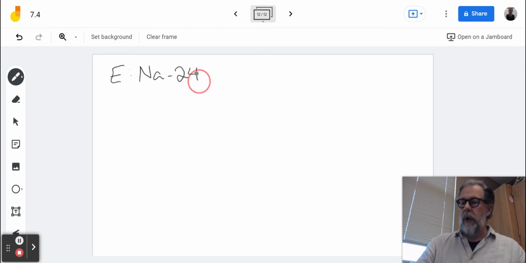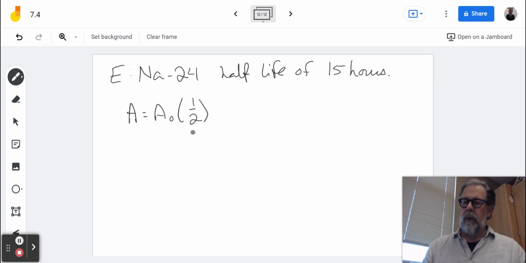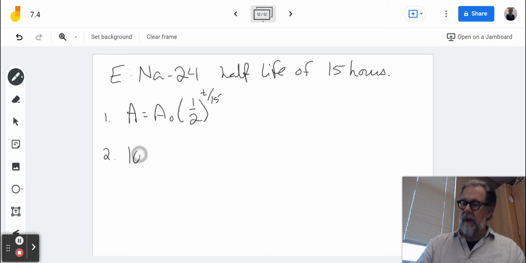We have an isotope of sodium, Na24. It has a half-life of 15 hours. We've done half-life problems using a base of e, but why not do a half-life problem with a base of 1/2? Because we know that that'll just be t over the time it takes for half of the substance to decay. So the question then would be, when do we have 10% left?